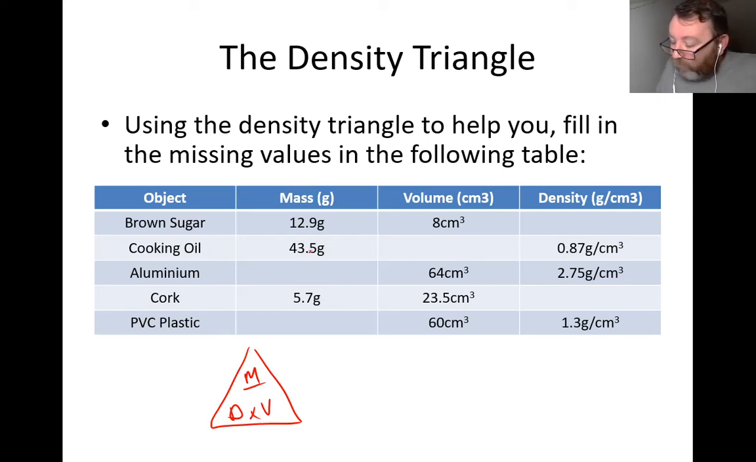In the second one, we're looking for volume. So you cover up volume and it's mass divided by density. For the third one, we're looking for mass. So you cover up mass and we get density by volume. So by picking the correct formula from the triangle, I want you to fill out the numbers into the missing spaces in each one of those boxes as we move along.